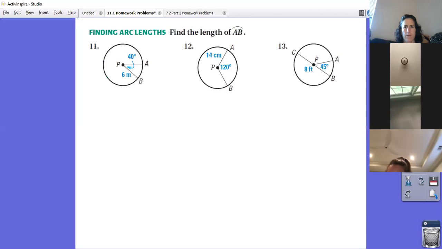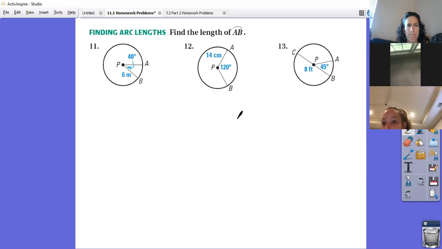All right. What about 11, 12, or 13? Anybody want to see those worked out? That was just finding the length of arc AB using that formula. Can you go over 11, please? 11? Yeah. Do I have any volunteers first for that one?